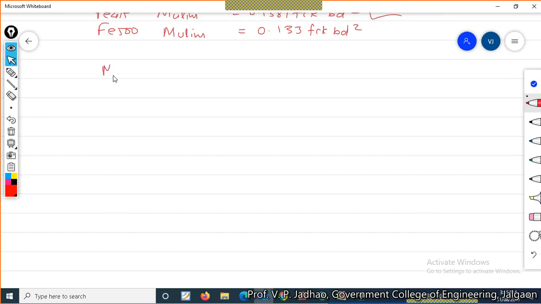Now again we have one more formula. As we know that Mu limiting is equal to Ru into bd square, or you can say Ru limiting into bd square, then we can calculate the depth of any beam. d square is equal to, taking this value Ru into b on the left hand side, Mu limiting upon Ru into b.